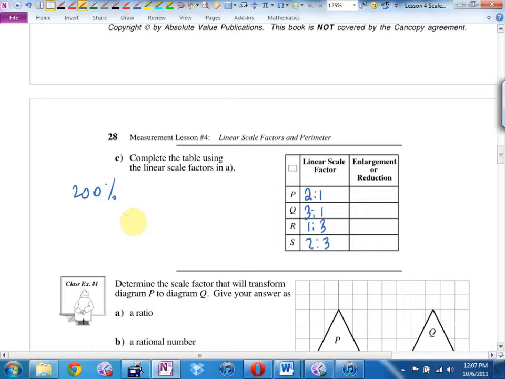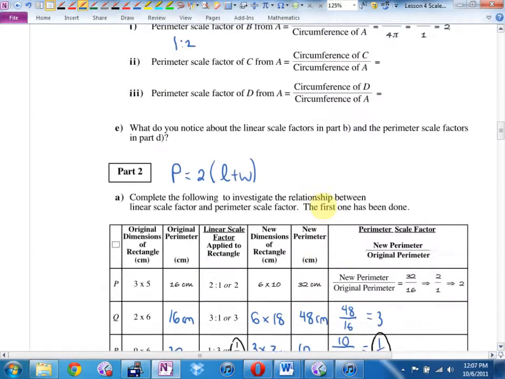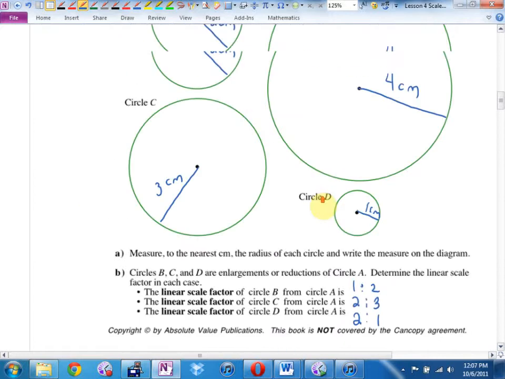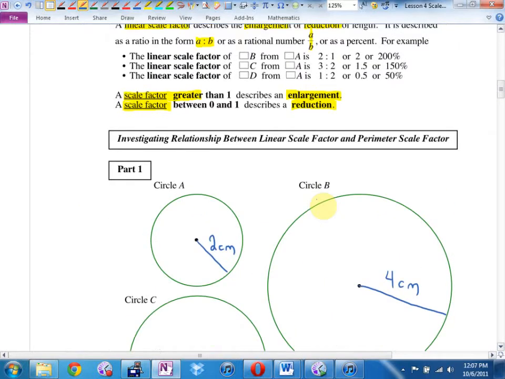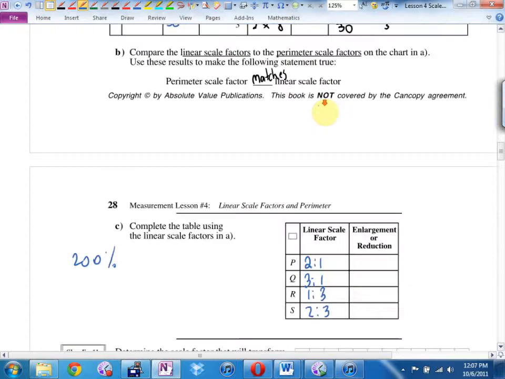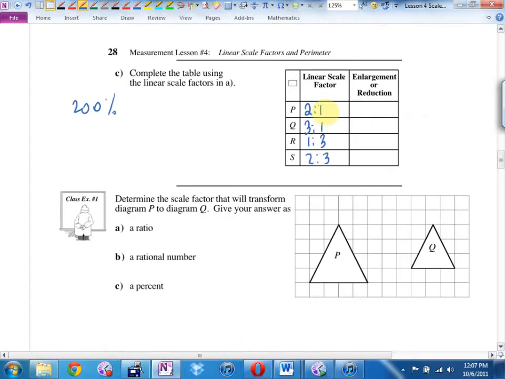We said enlargement or reduction. If your scale factor is 2-to-1, is that an enlargement or a reduction? Do you remember what the easy way was to tell? Stay on this page. We said a scale factor bigger than 1 describes an enlargement. A scale factor between 0 and 1 is a reduction. So now that I've said that, enlargement or reduction? Enlargement.